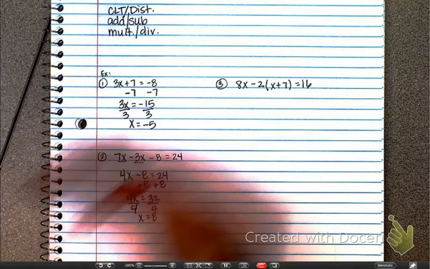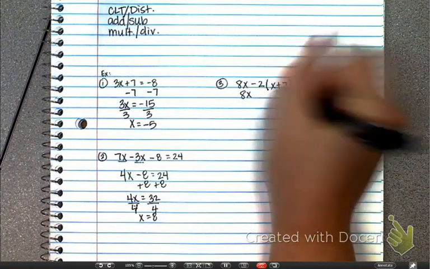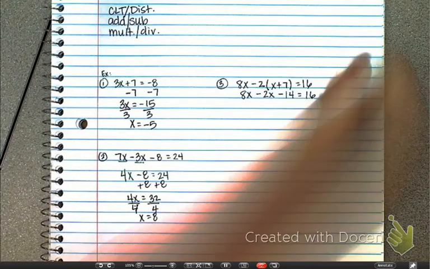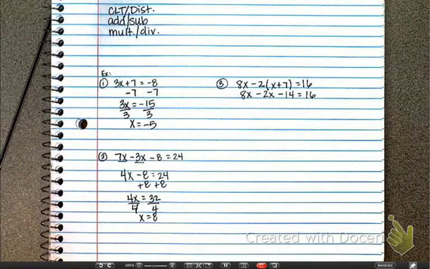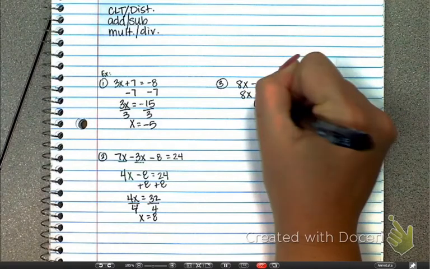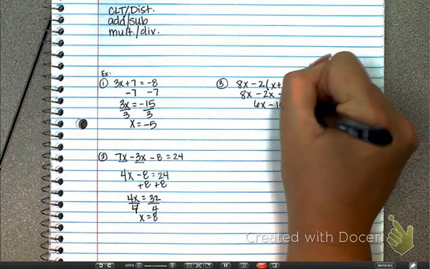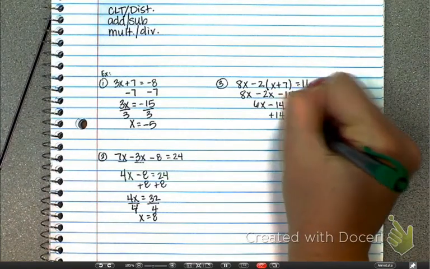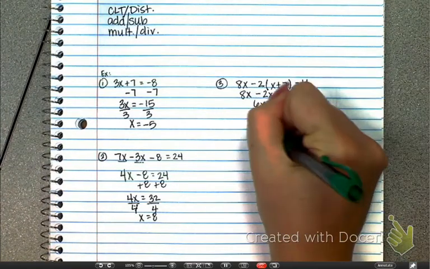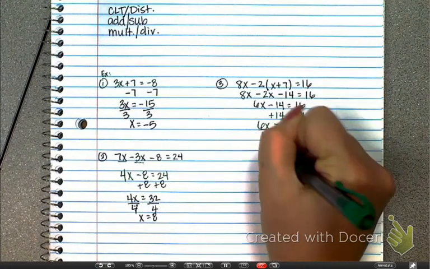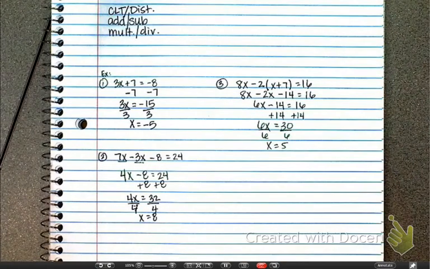Okay, if I distribute, I get 8x minus 2x minus 14 equals 16. And because of that distribution, I now have to combine like terms. 8x minus 2x gives me 6x minus 14 equals 16. We're going to add 14 to both sides. 30. Divide by 6. X equals 5.